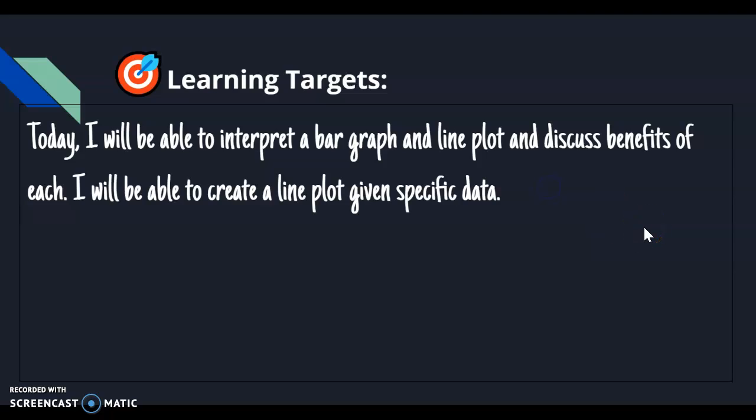For learning targets, today you're going to be able to interpret a bar graph and line plot and discuss the benefits of each. You'll also be able to create a line plot given specific data.